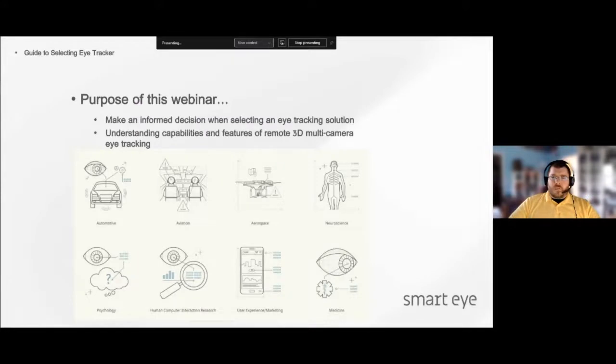So let's discuss the purpose of this webinar. First, we will attempt to assist you in making an informed decision when selecting an eye tracking solution. There are a number of different eye trackers on the market with varying features and capabilities, and we'd like to cover some of the important characteristics that should be taken into account when considering what eye tracker to choose. After that, we'll highlight the features and capabilities of a 3D remote multi-camera eye tracking solution.